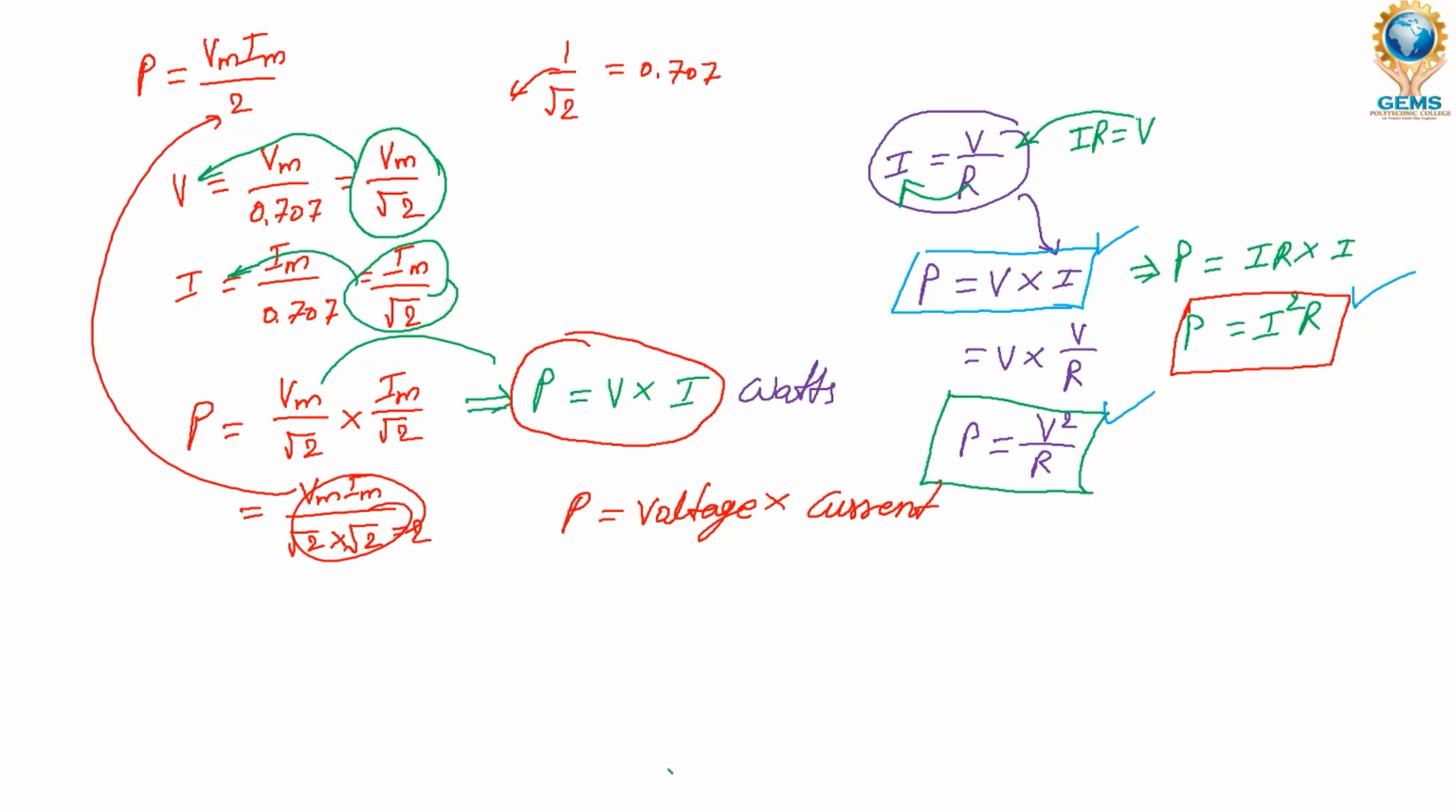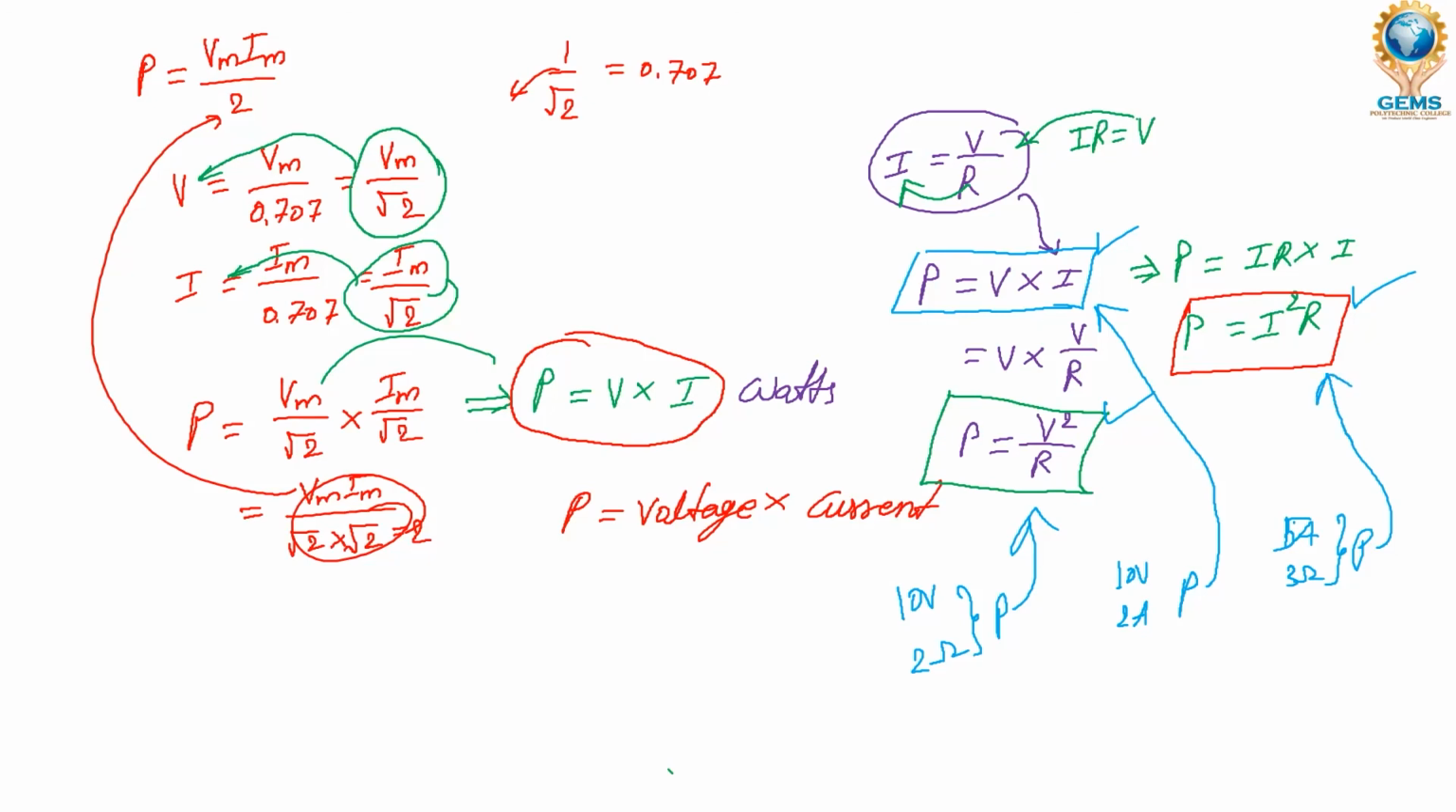In a circuit, if it is mentioned like this: 10 volts, 2 amperes, calculate the power, we can use this formula. In a circuit, 10 volts, 2 ohms, calculate the power, we can use this formula. In a circuit, 5 amperes, 3 ohms is there, calculate the power, we can use this formula. So this is the power formula for a resistor in case of an AC circuit.